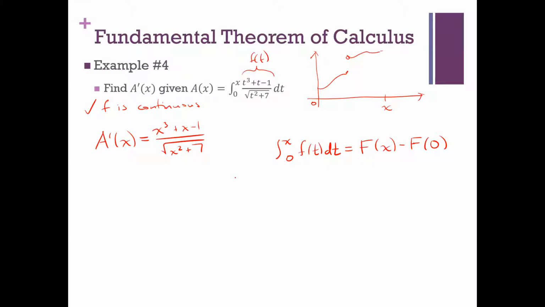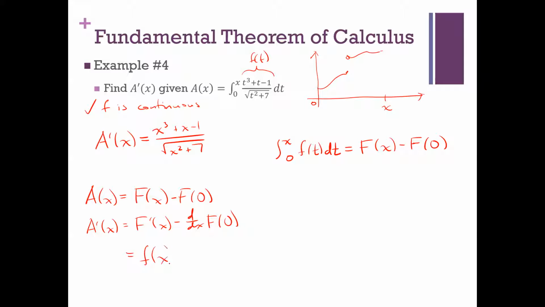So if that's what this function is equal to, then I can say this: A of x is equal to capital F of x minus capital F of 0. So when I take a derivative, I'm going to get this. A prime of x is equal to capital F prime of x minus, what's the derivative of capital F of 0? Yeah, that's a constant, so that goes to 0. So all we get here then is capital F prime of x, which by definition is just lowercase f of x.